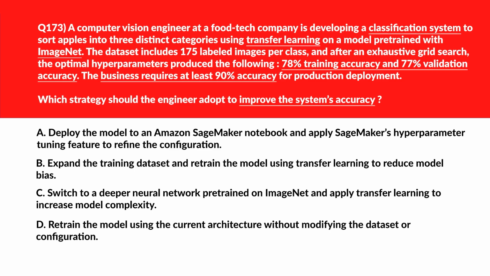Okay, now let's look at this question. This is all about improving system accuracy. Option A says deploy the model to SageMaker notebook and apply SageMaker's hyperparameter tuning feature to refine the configuration. Hyperparameter tuning has already been exhausted and won't overcome data limitations. Incorrect. We'll move to now option B.